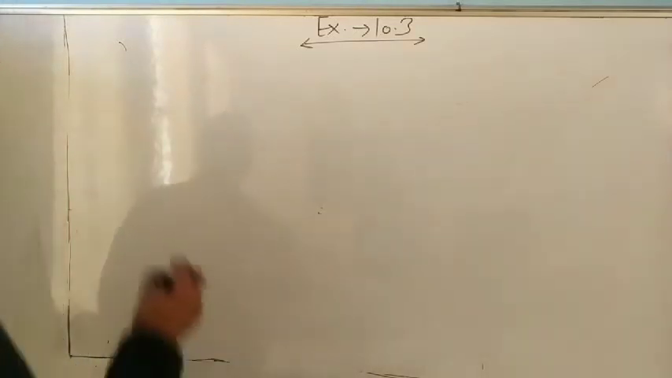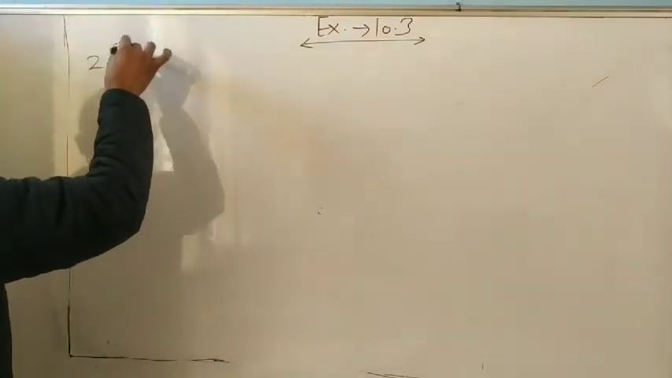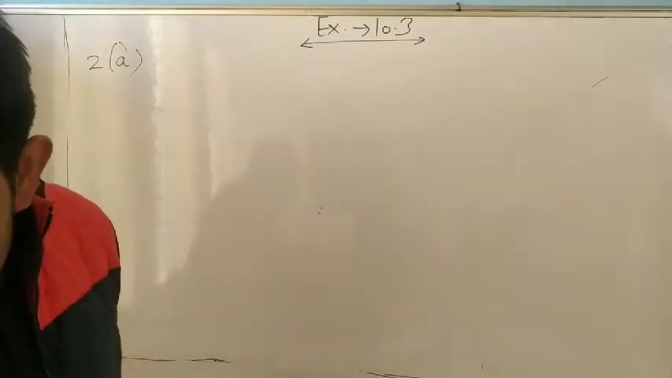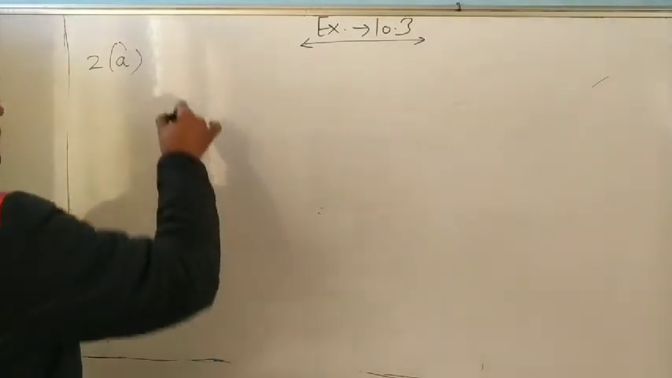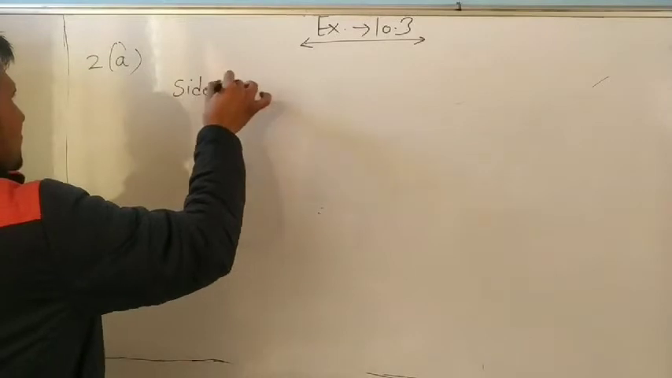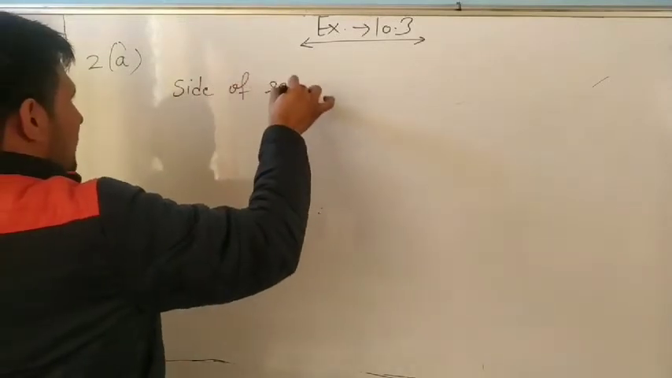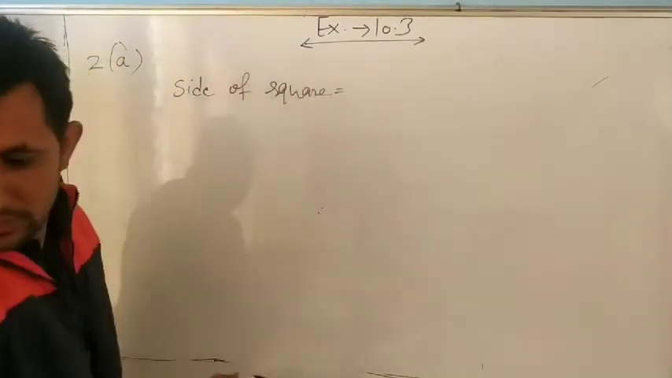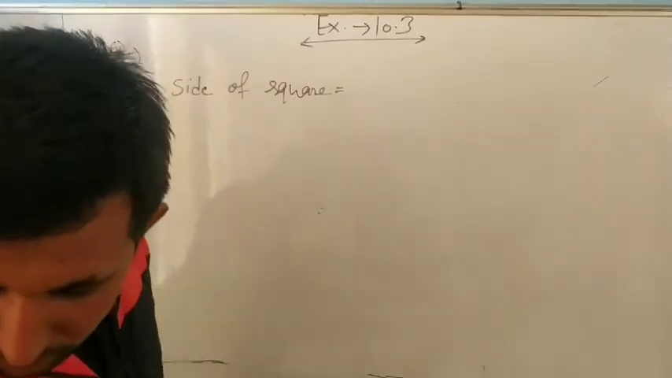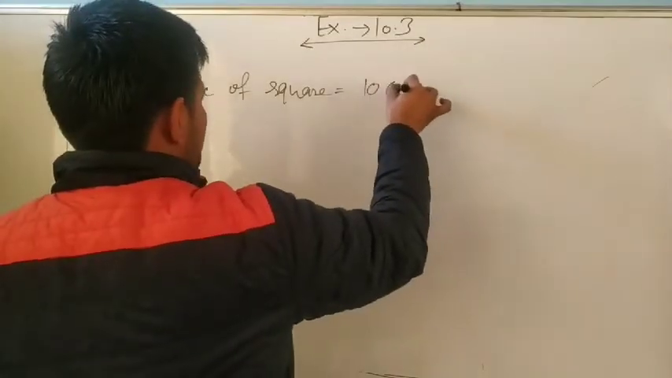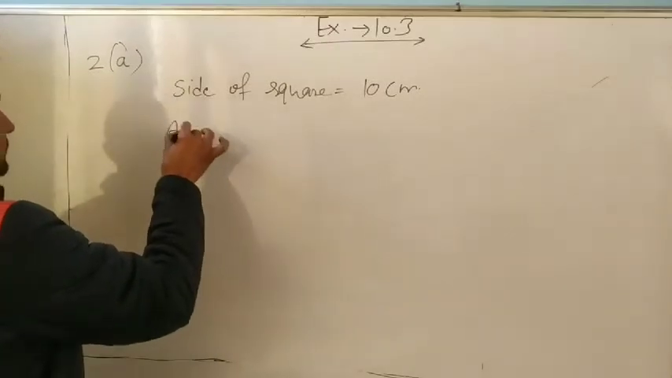B part, second question. A part, what is given? Find the area of square whose side is given. Side of square, how much? 10 centimeter. 10 centimeter. Next.